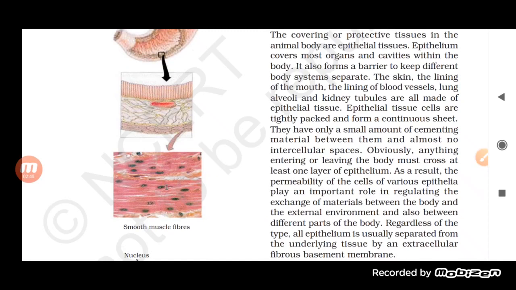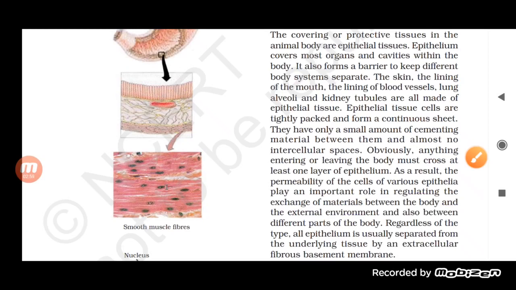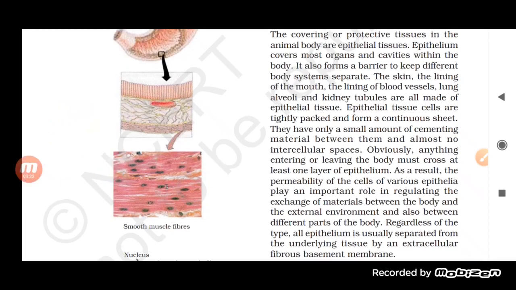Now, if you look at the important role of the various epithelial tissues, students, it helps in regulating the exchange of material between the body and the external environment. Also, it is present in different parts of the body. So we can say that the role of the epithelial tissue is that it makes the cells very permeable and also helps in the exchange of material. So everything that involves exchange of material will take place with the help of the epithelial tissue.